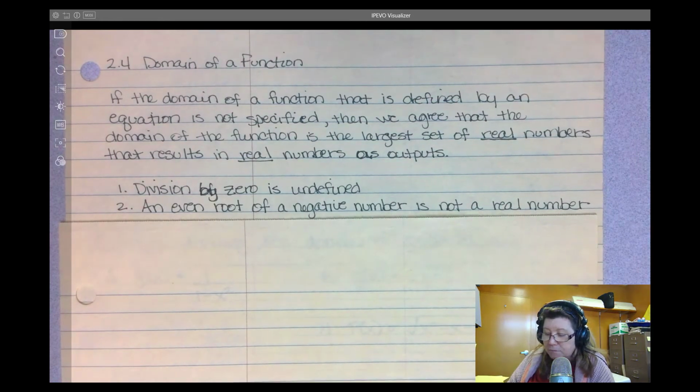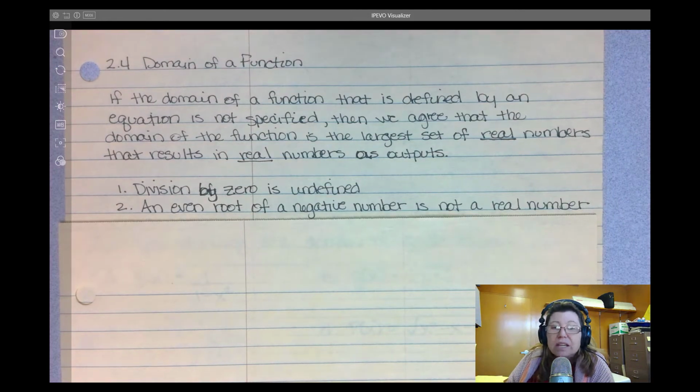Secondly, with any even root, like the square root, fourth root, sixth root, eighth root, we are not allowed to take the root of a negative number because it is not a real number. You might be aware of complex numbers or imaginary numbers, and those are wonderful, but they're not real numbers. Remember, a real number that goes in has to come out as a real number. So we are not allowed to take the even root of a negative number. That's the second rule we have to abide by.